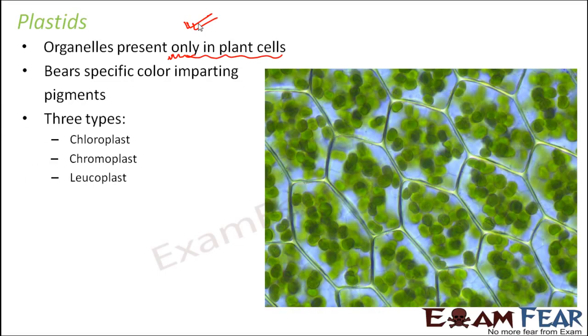So there are mainly three types of plastids which we will talk about here, and they are chloroplast, chromoplast and leucoplast. Chloroplast is that which contains the pigment chlorophyll. Chromoplast are the colored pigments and leucoplast are the colorless pigments.